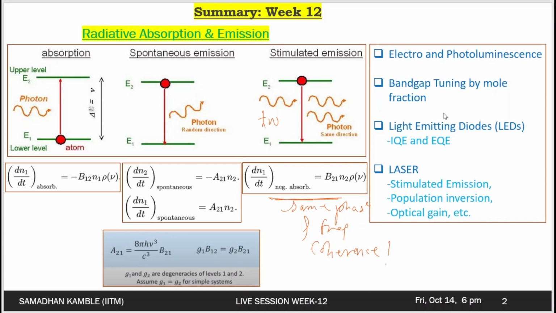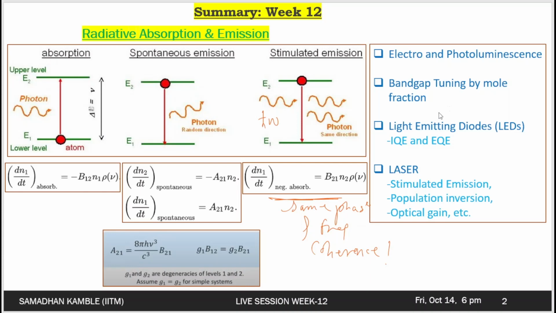After that, we saw the band gap tuning by mole fraction. So we have the direct band gap semiconductors, and their mole fraction can be adjusted to give a particular band gap, and we know that the band gap is essentially related to the wavelength of a photon that is emitted by that particular compound or semiconductor.